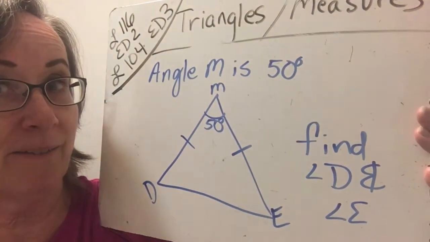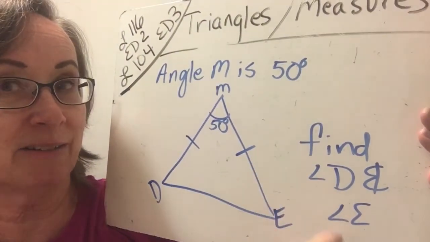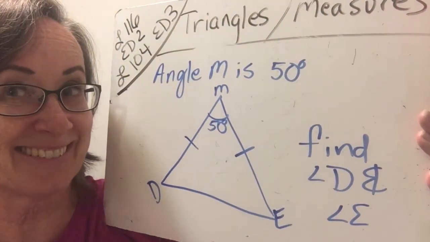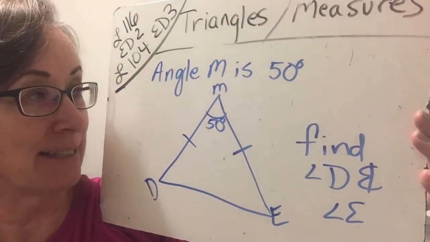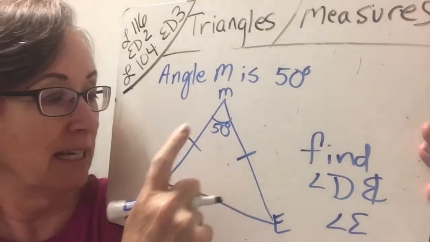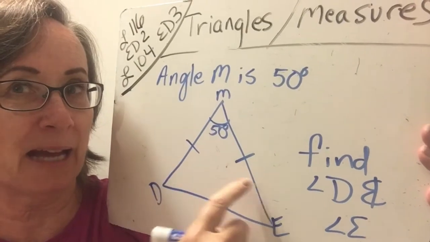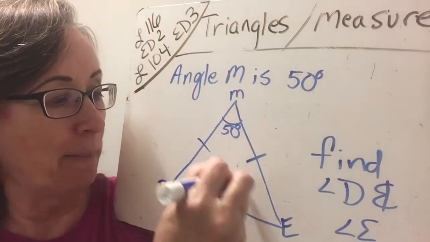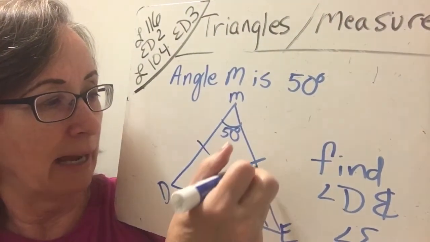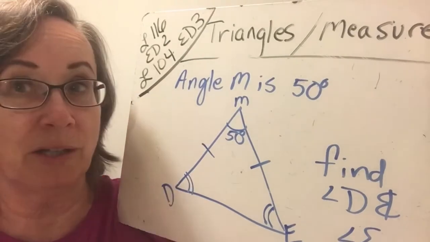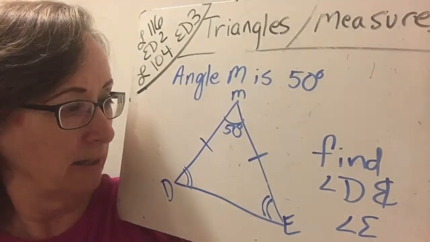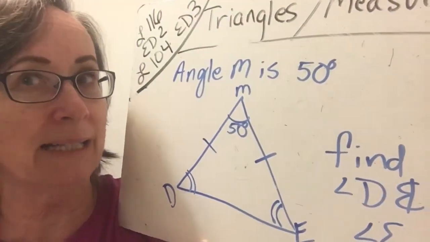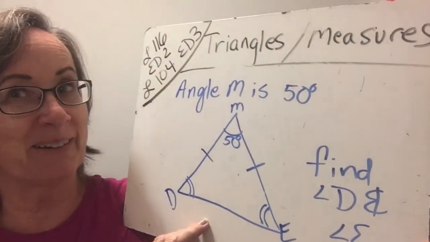Pause your video and find angle D and angle E, and then come back and see if you got it right. Okay, so since this is a 50 and these two have the same hack marks, that means they are the same length side. So opposite the hack mark and opposite the hack mark will be two equal angles. So if we have 50 for one of our angles and we know the other two angles must be the same, we can figure it out, can't we?